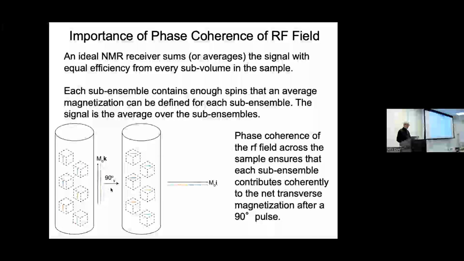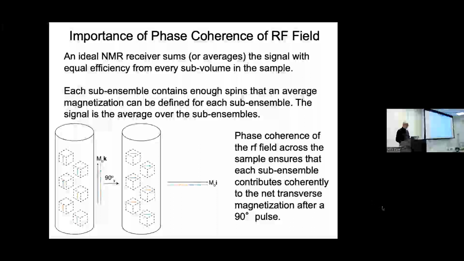And now we do a 90-degree pulse. And the critical point that I said is if we apply a Y pulse, that has to be a Y pulse everywhere in the sample, at least to a good approximation. And that's possible because we can generate a radio frequency field that's phase coherent over the volume of the sample, something that would be much harder to do at optical frequencies.